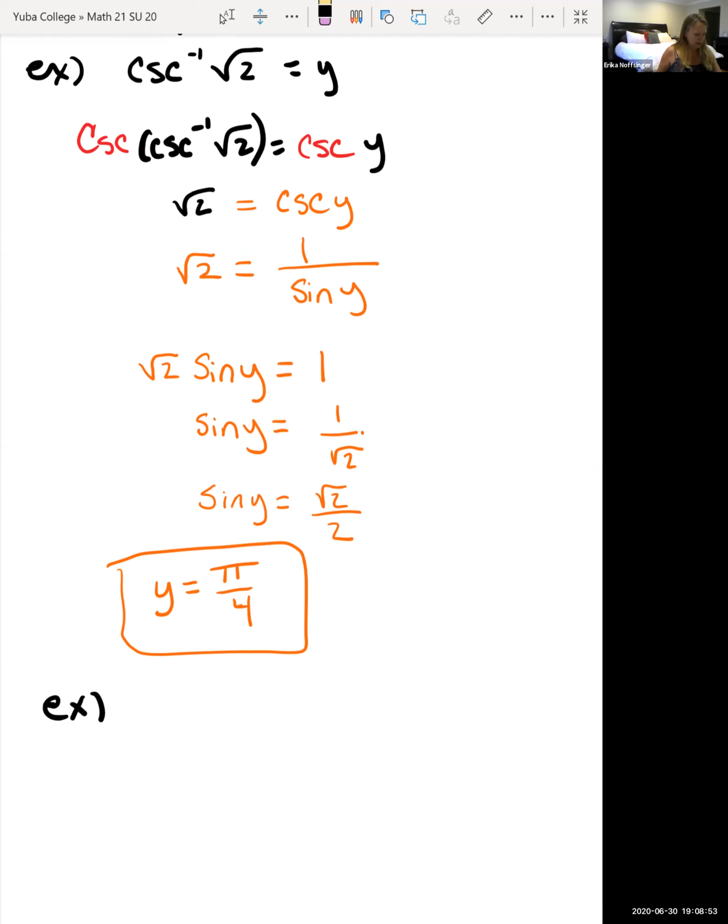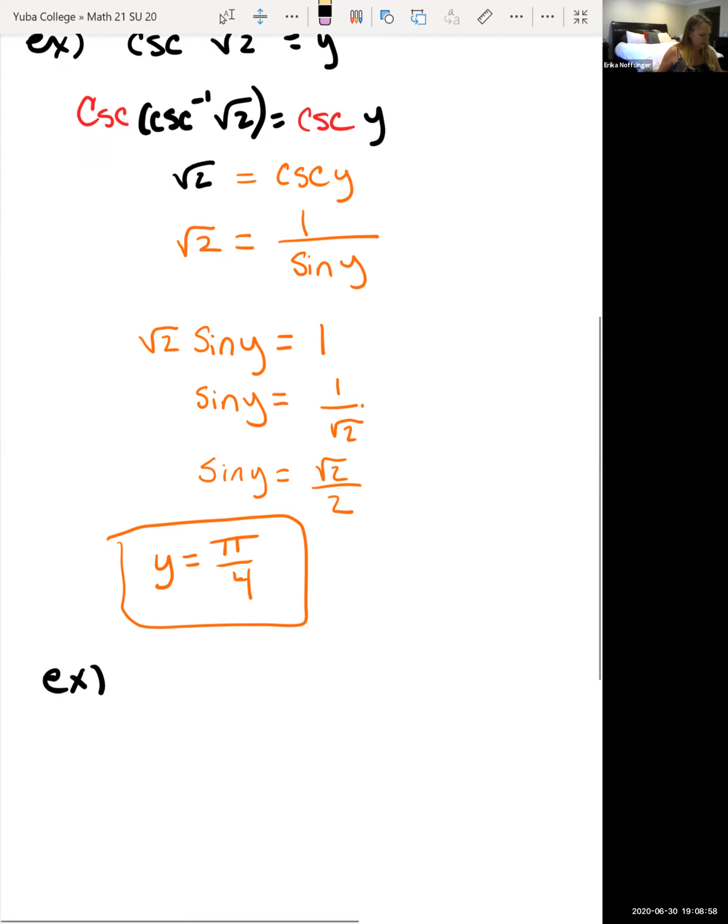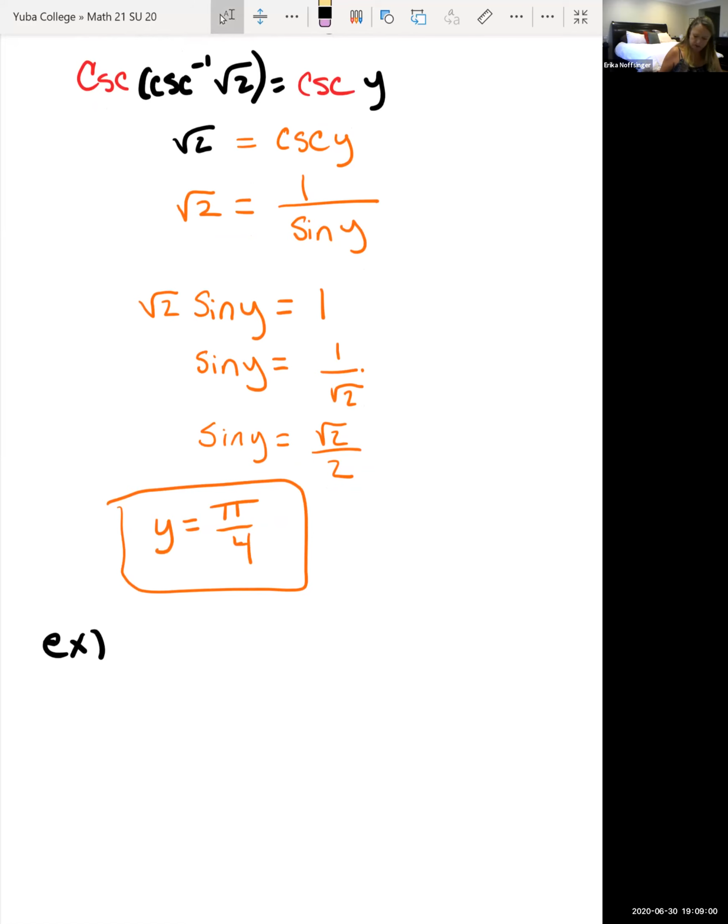So what if it said secant inverse of negative 2?